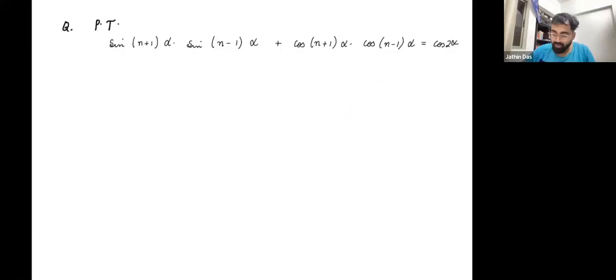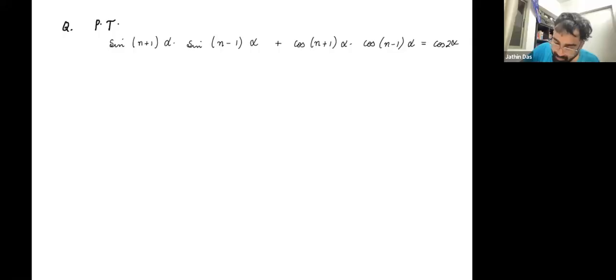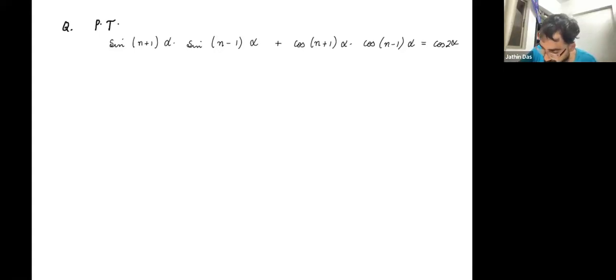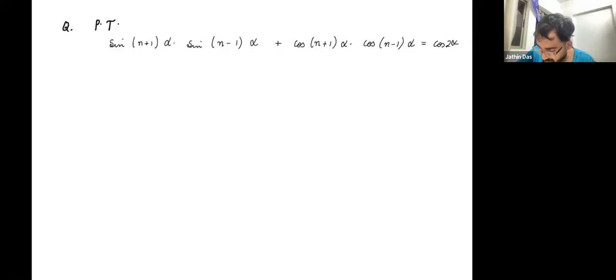Got it. Okay, good. What did you do? Cos A minus B. It is in which form? Cos A minus B. Correct. Good. Cos A minus B form. So this you took as A, this you took as B. Good. Excellent. So cos of n plus 1 alpha minus n minus 1 alpha. Right, and alpha will cancel out. Alpha plus alpha, 2 alpha.